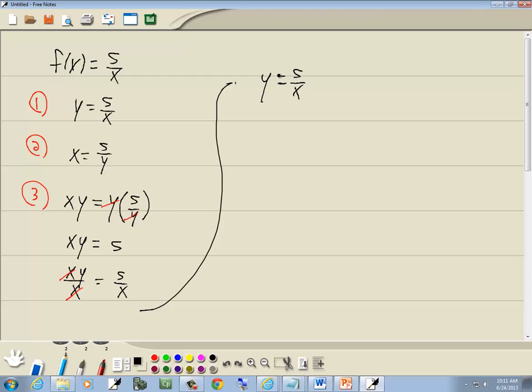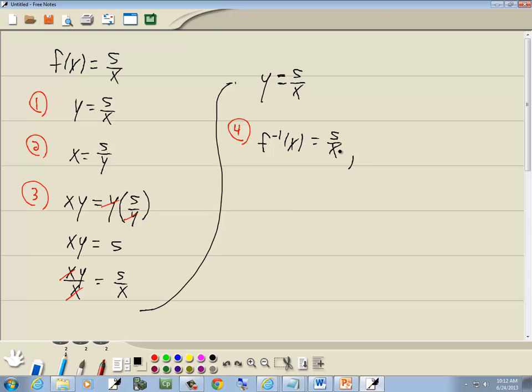Kind of a weird one because we end up with the same thing we started with. But that is possible. Step 4, replace y with your inverse notation. So the inverse of f is going to be equal to 5 over x. And that's already 1-to-1, so we don't need to worry about making it 1-to-1.